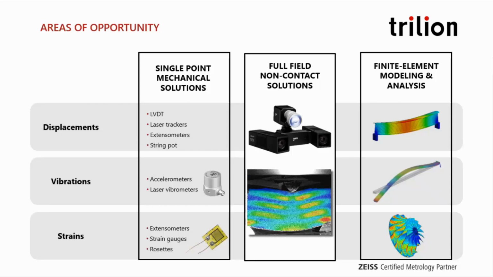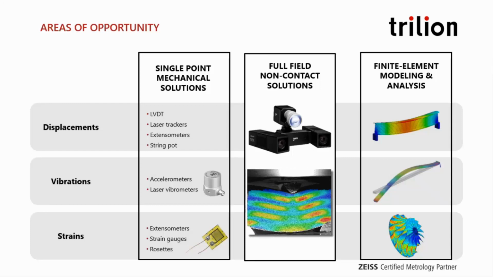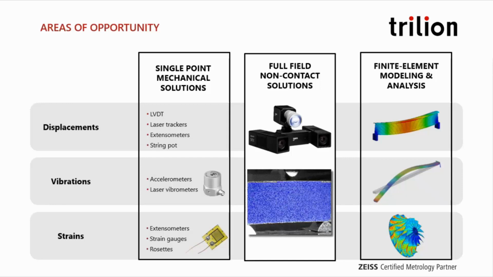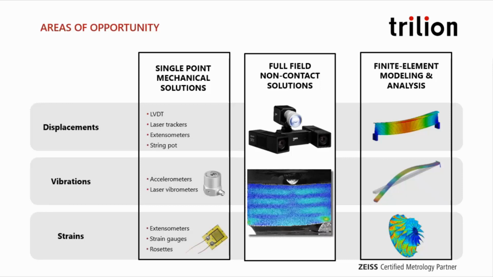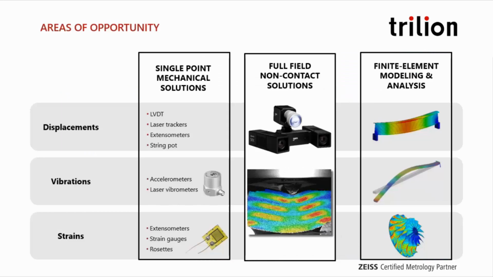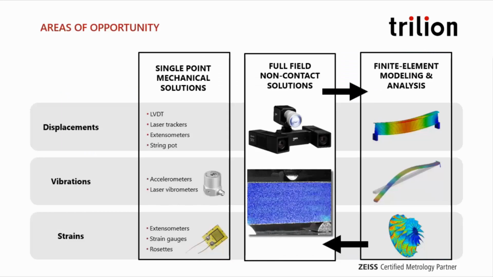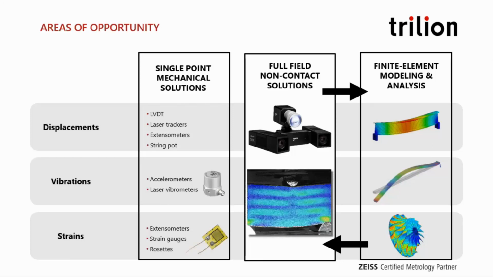So as opposed to a single point mechanical solution that gives you a very specific data point, the Aramis system would be able to give you that data on thousands of points. So we'll go through some of the benefits of using a system like this. But in essence, it gives you better access to feed these models and implement more quickly.